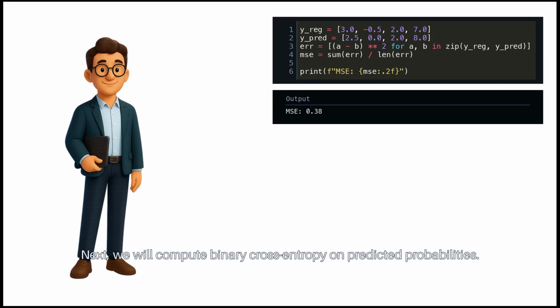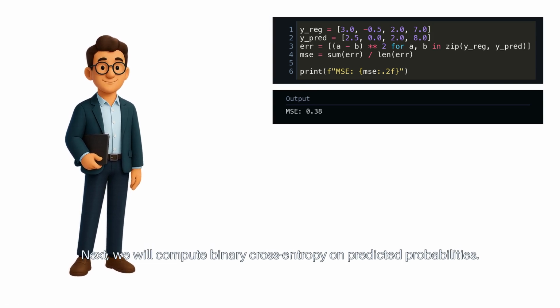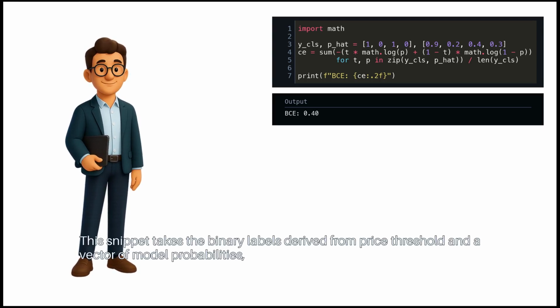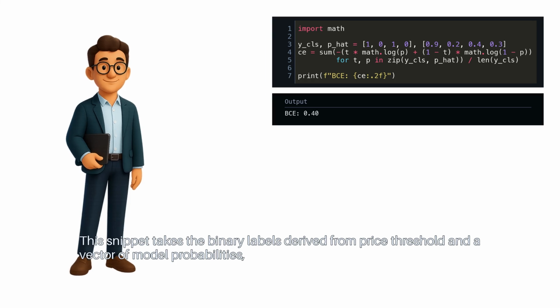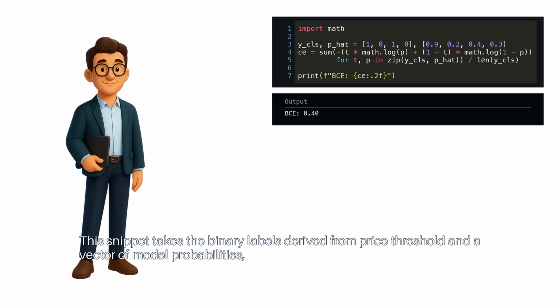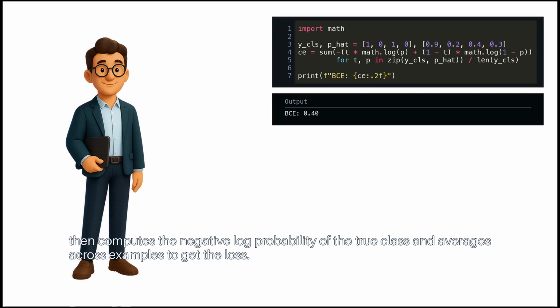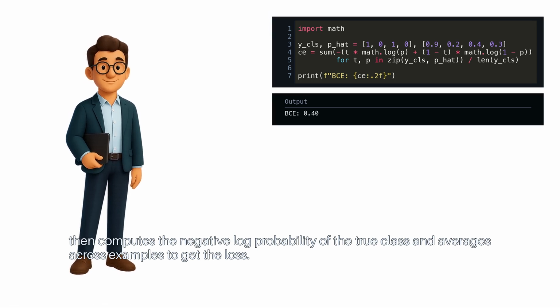Next, we will compute binary cross-entropy on predicted probabilities. This snippet computes average binary cross-entropy from labels and predicted probabilities. This snippet takes the binary labels derived from price threshold and a vector of model probabilities, then computes the negative log probability of the true class and averages across examples to get the loss.